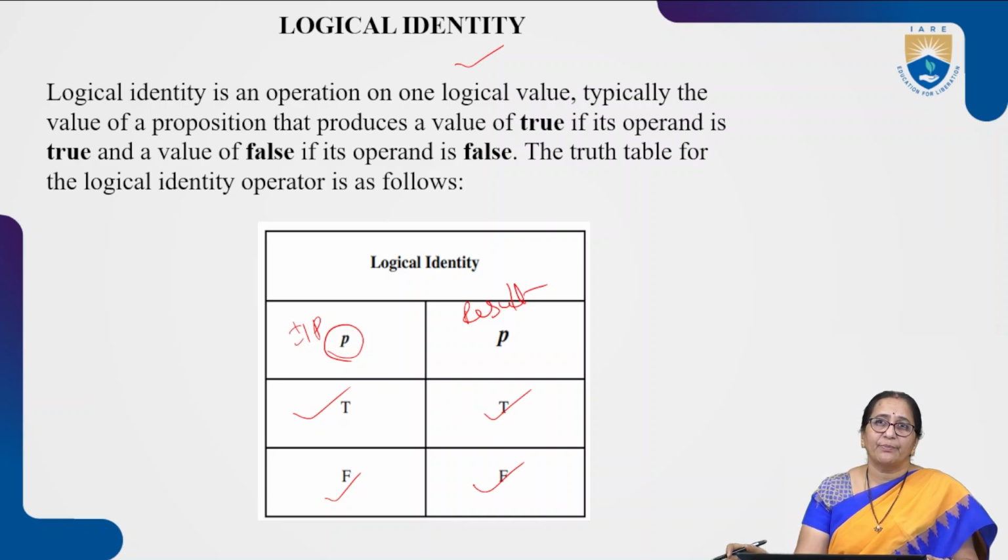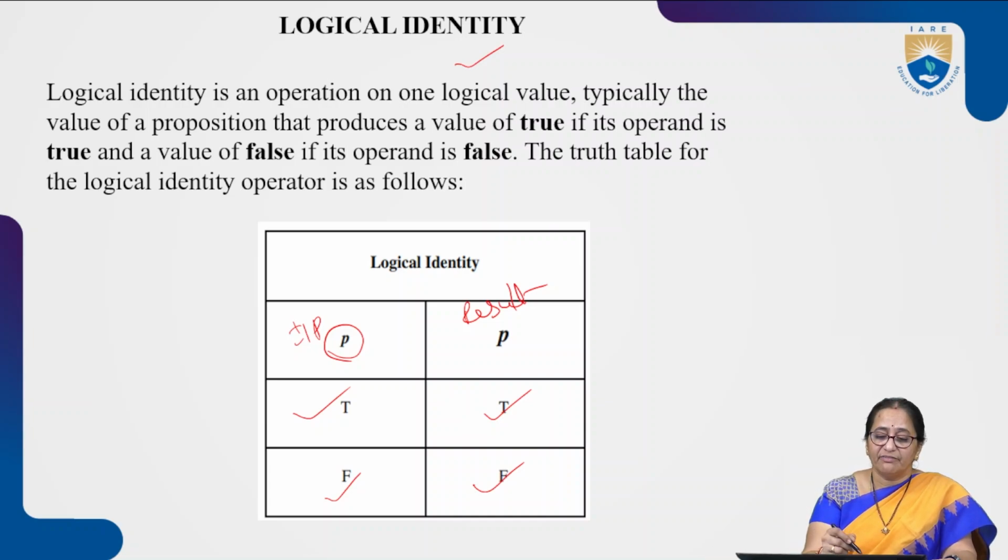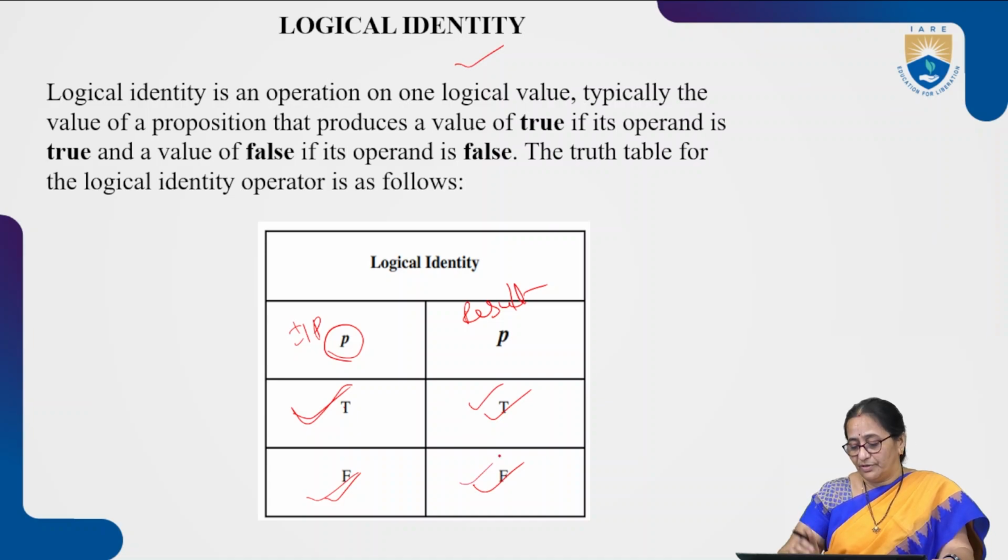The logical identity is an operation on one logical value, typically the value of the proposition, that produces a value of true if its operand is true, and a value of false if its operand is false. The truth table for the logical identity: we are giving some input values and getting some result values. If it is T, the identity is also T, since we have only one value. If this is true, this is also true. If this is false, then this is also false.